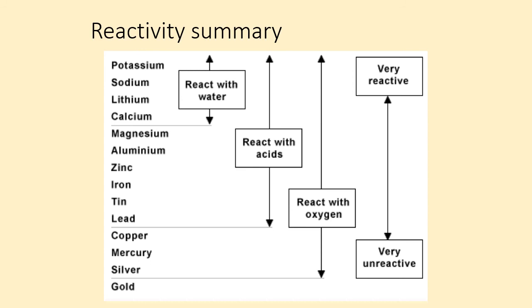water. Then, if we add in copper, mercury, and silver, those are able to react with oxygen, but they cannot react with acid and they cannot react with water. And finally, we have gold. And gold doesn't react with anything. Now, one question that you could get asked is to name a metal that doesn't react with an acid. The easiest example to give is gold, but you could also say silver or copper.